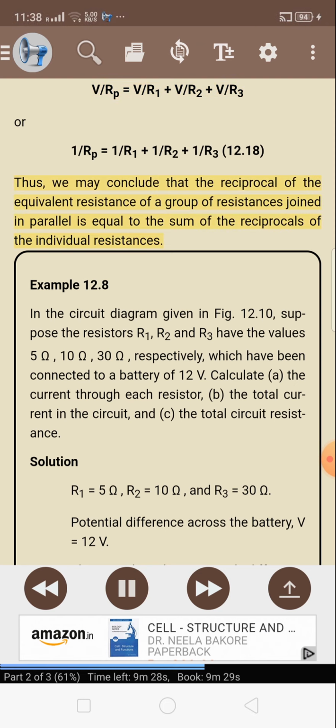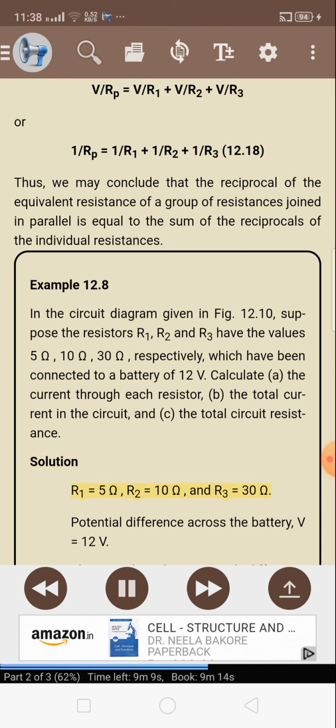Thus, we may conclude that the reciprocal of the equivalent resistance of a group of resistances joined in parallel is equal to the sum of the reciprocals of the individual resistances. Example 12.8. In the circuit diagram given in figure 12.10, suppose the resistors R1, R2 and R3 have the values 5 ohms, 10 ohms, 30 ohms, respectively, which have been connected to a battery of 12 V. Calculate (a) the current through each resistor, (b) the total current in the circuit, and (c) the total circuit resistance.